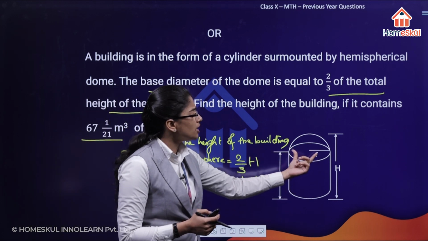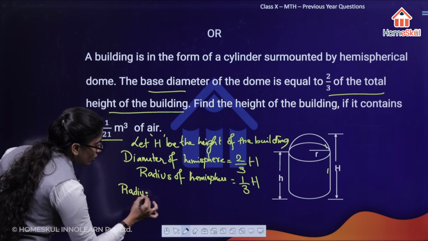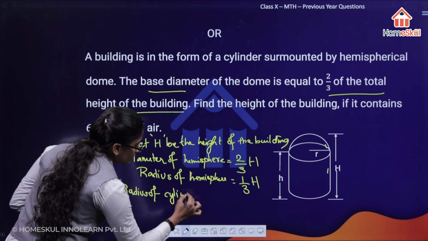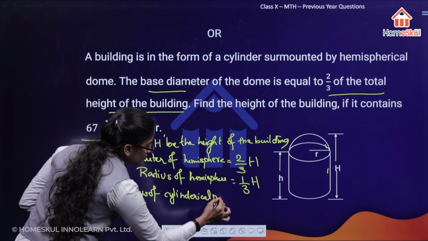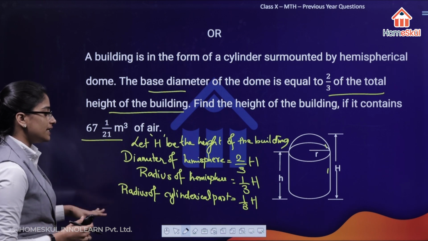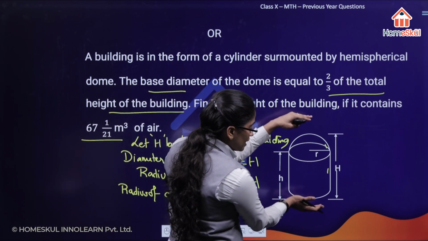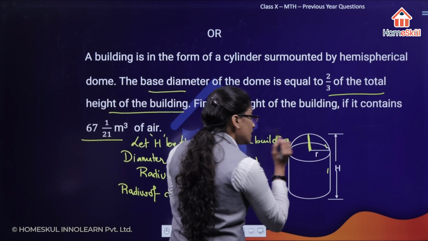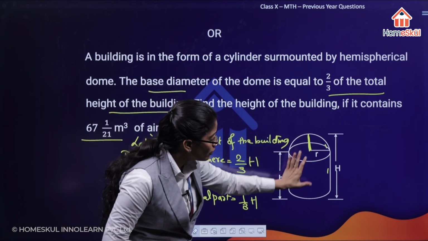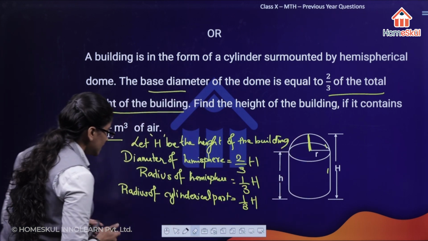Radius of the cylinder part will be equal to the radius of the hemisphere itself, or the dome itself, right? So the radius of the cylindrical part, which will be the same as the radius of the dome or the hemisphere, is 1/3 of h. Then what is the height of the cylindrical part? Height of the cylindrical part means height of the building minus height of the hemisphere. What is the height of the hemisphere? That is the radius, isn't it? So the height of the cylindrical part is equal to the height of the building minus the radius of the hemisphere, isn't it?